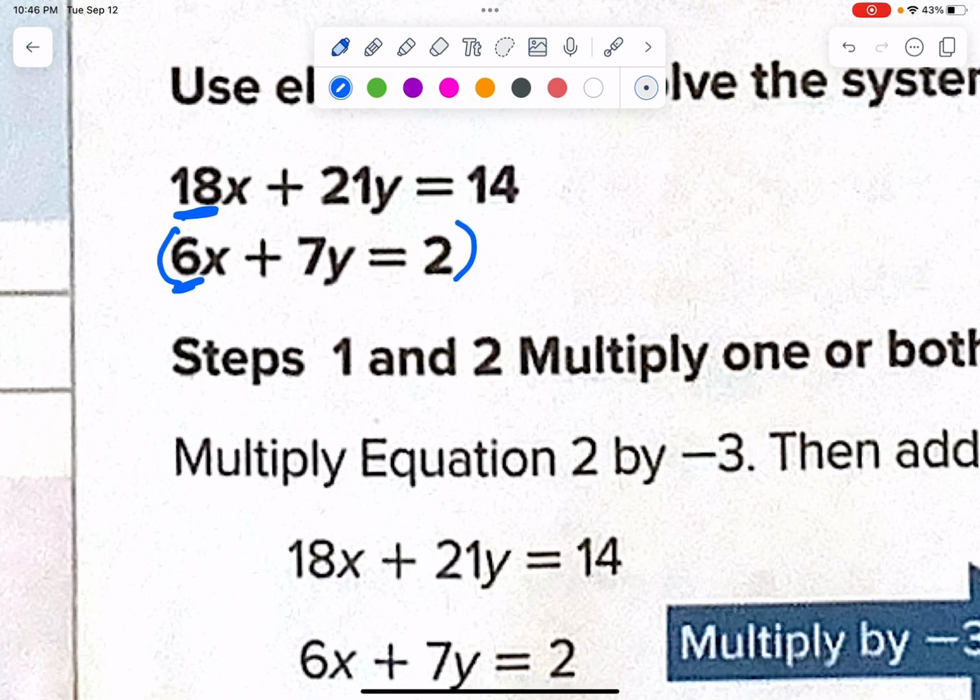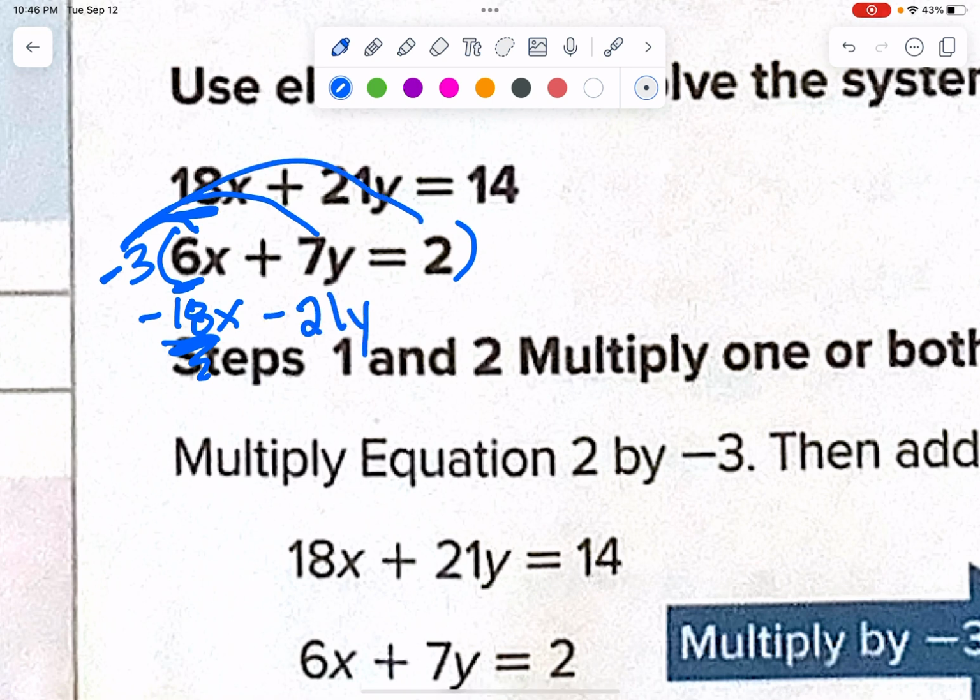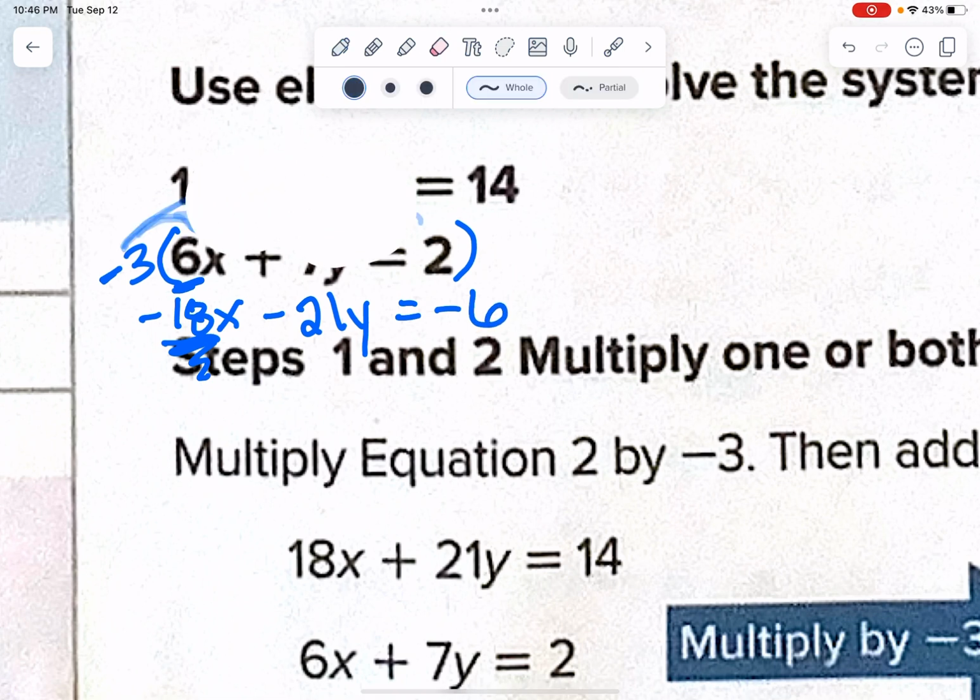So I'm going to take that bottom equation and multiply it by 3. But what I'm going to do is multiply by negative 3, so that this becomes negative 18x, so that it will cancel, okay? So negative 3 times 6x is negative 18x. Negative 3 times 7y is negative 21y. And then negative 3 times 2 is negative 6, okay? All right, let me get rid of the mess that I've got going in here, okay?